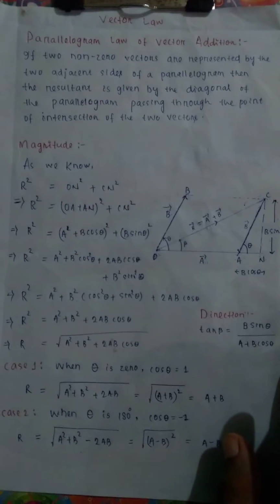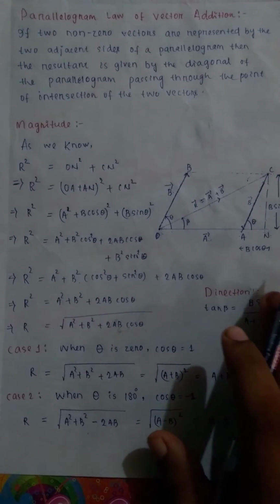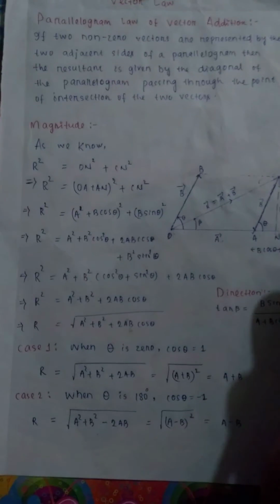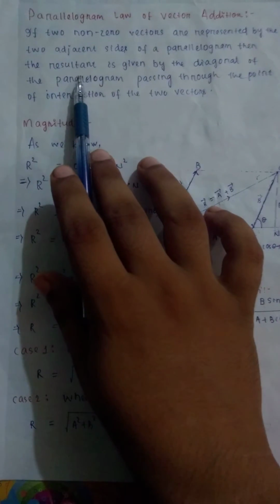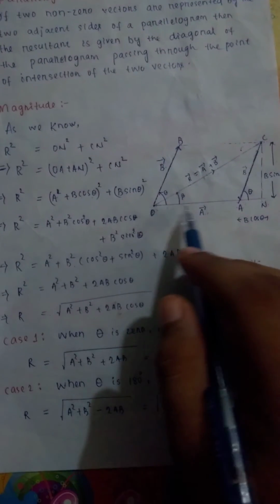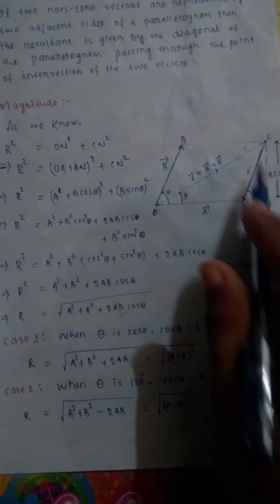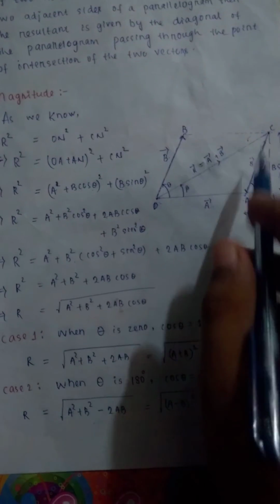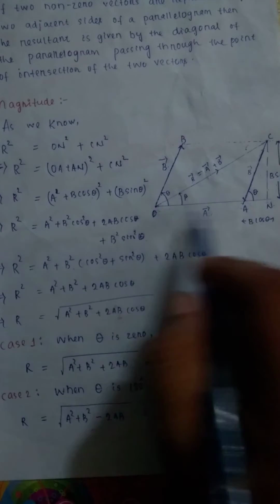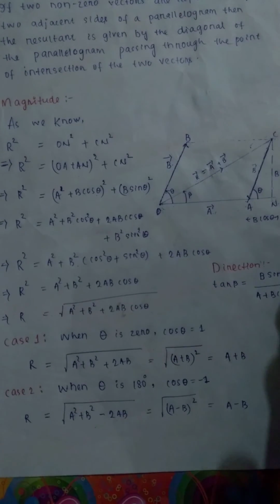I hope you could understand the parallelogram law of vector addition. It is very similar to the triangle law, but the difference between the parallelogram law and the triangle law is that in the triangle law, the two vectors were taken in the same order, that is anticlockwise or clockwise, but here the two vectors A and B are taken in opposite order. This is the basic difference. I hope you enjoyed the lecture.